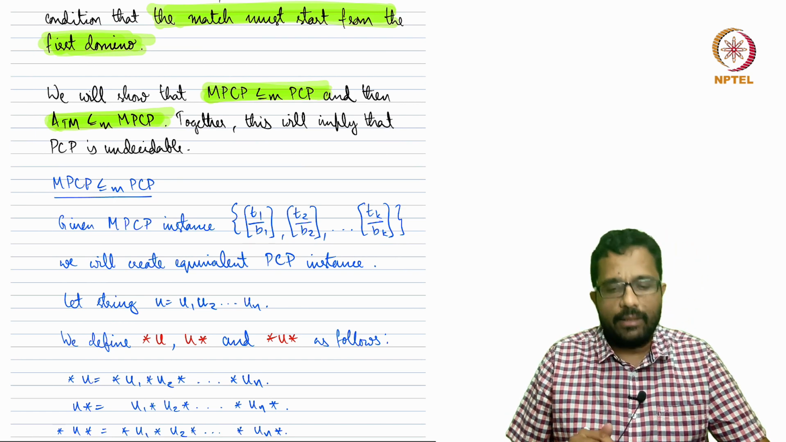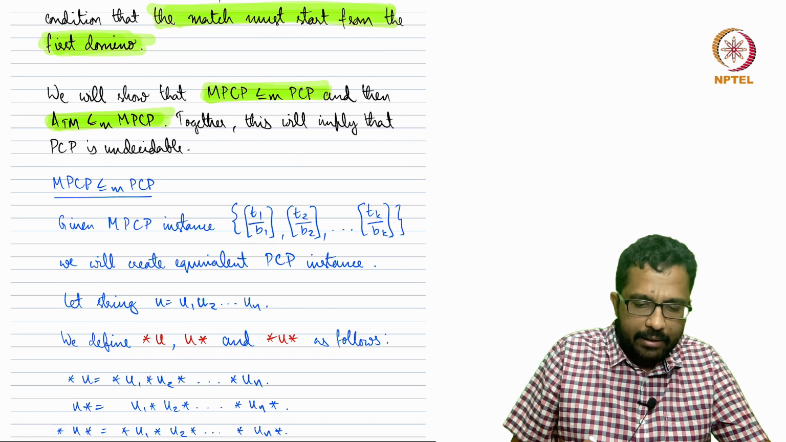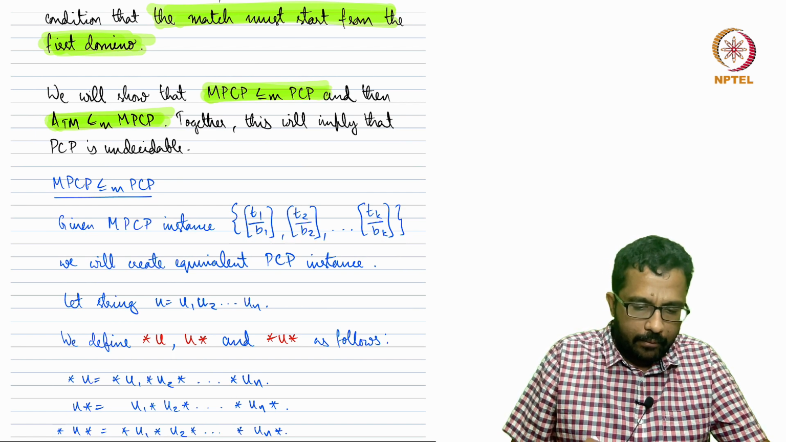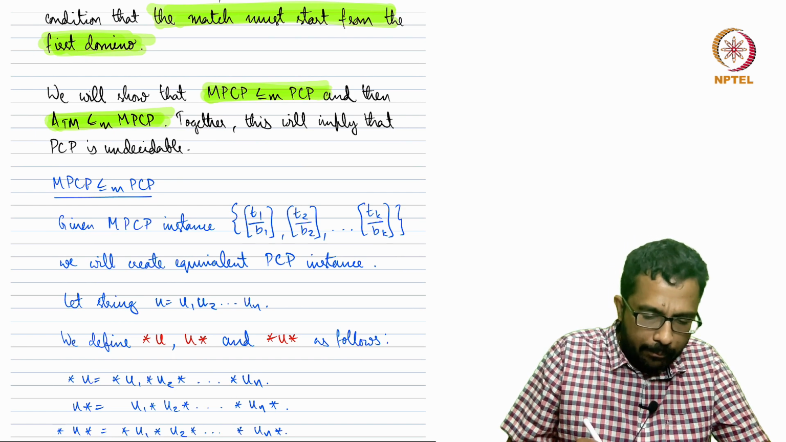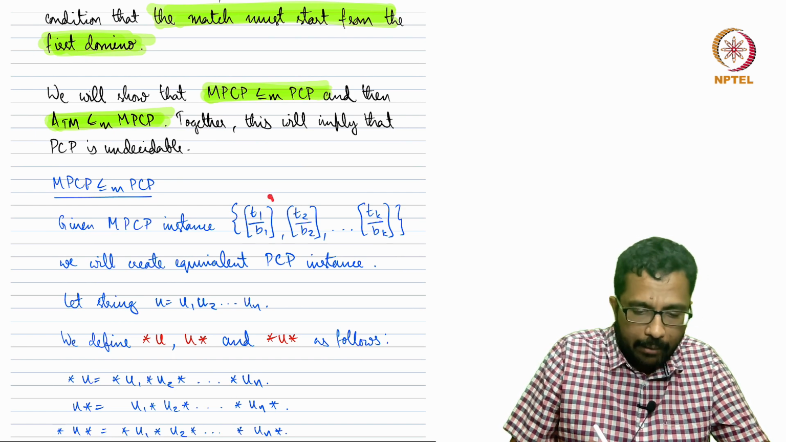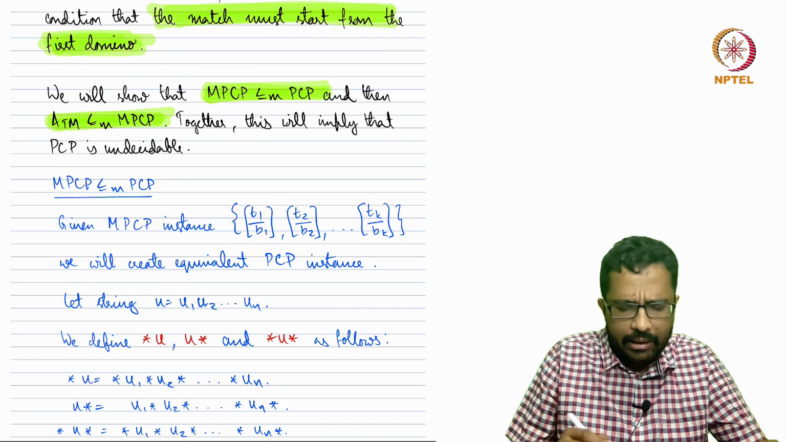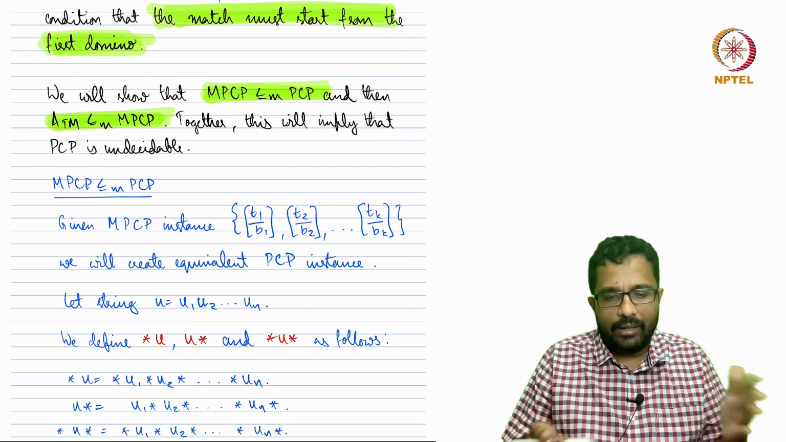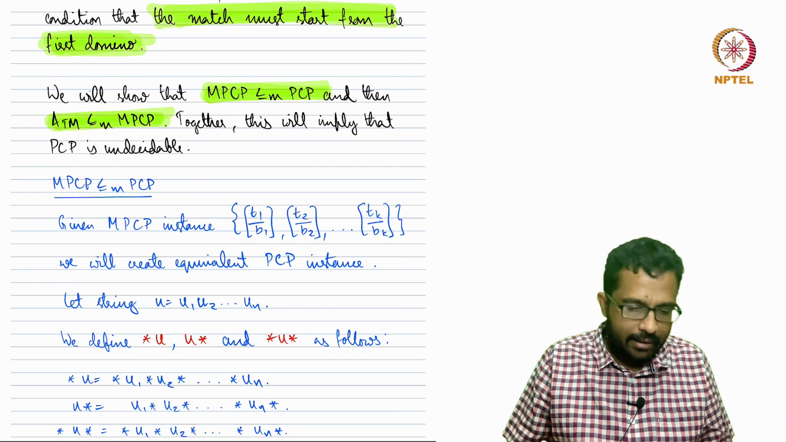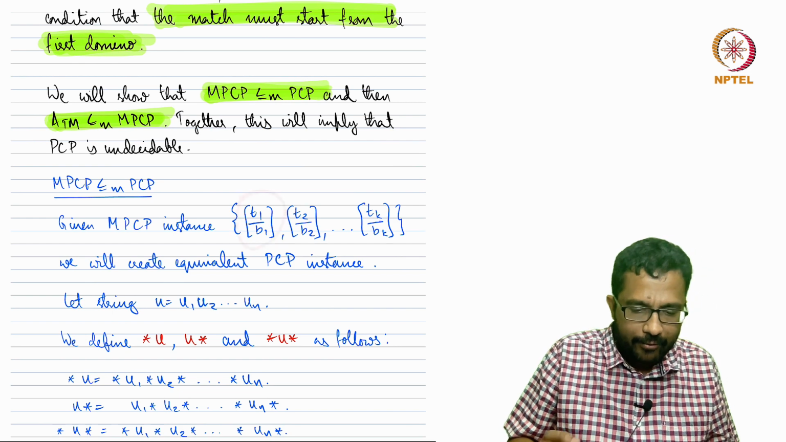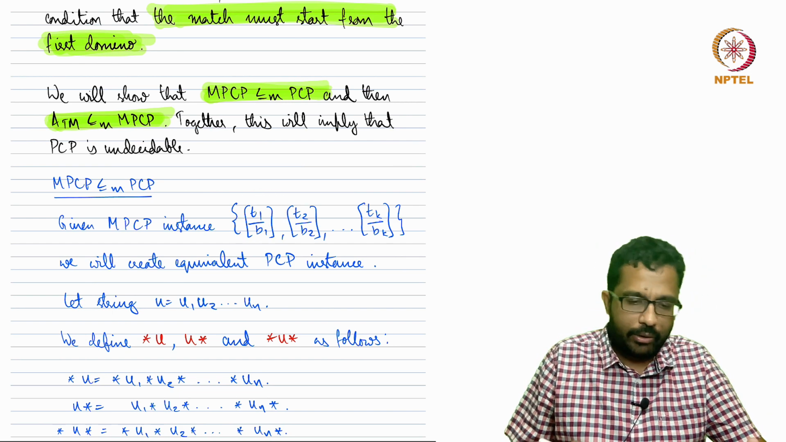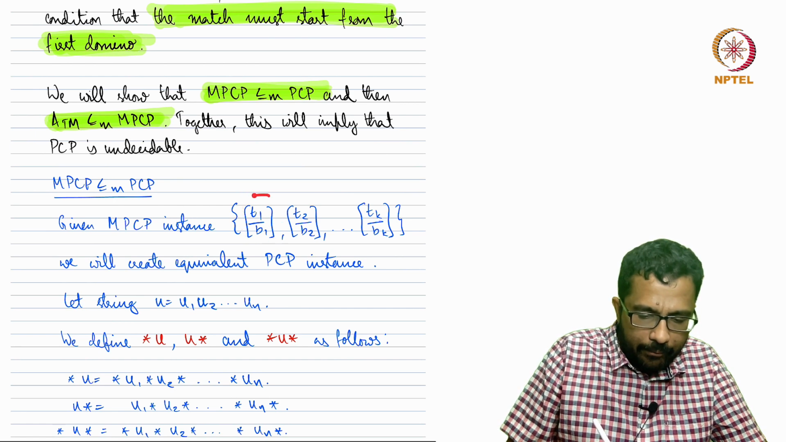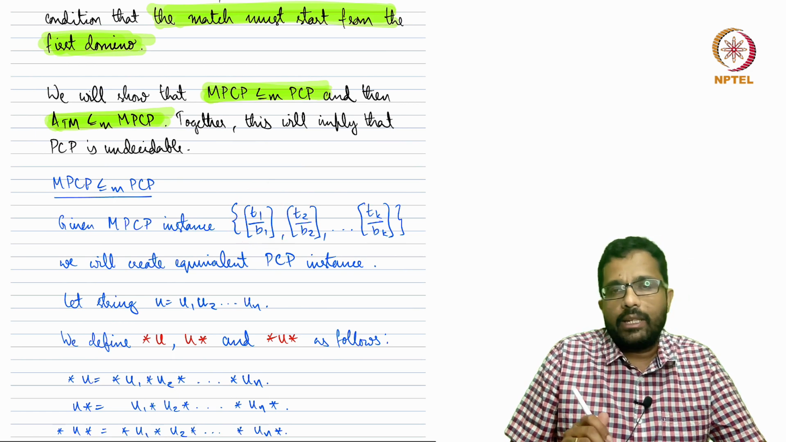MPCP reduces to PCP. This is simpler. So given an MPCP instance, we have to reduce it to a PCP instance. In MPCP we are asking, is there a match starting with T1 by B1? I'll call them T1 by B1, though it's not a division and doesn't mean divided by; it's just for want of a better word to describe this. An MPCP instance means that the match has to begin with T1 by B1.